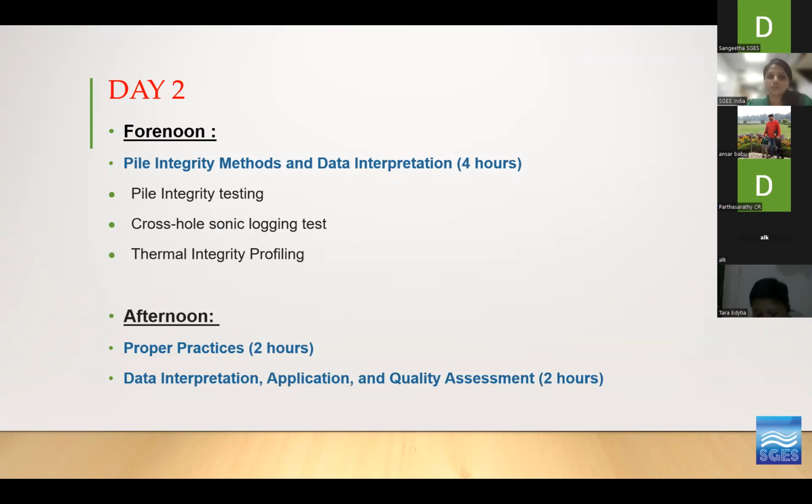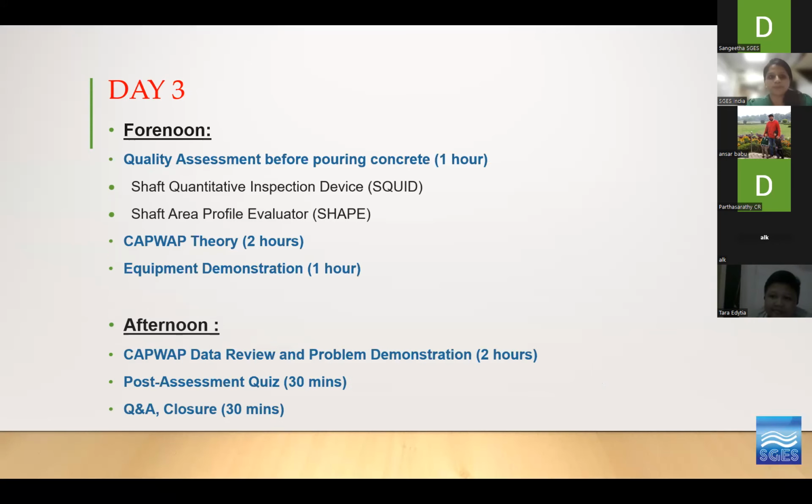Going to day 2, we'll come in detail to file integrity methods, in which PIT, CSL, and, as Dr. Parthasarathy referred, the new technology, thermal integrity profiling, will be introduced to you. And in the afternoon, we'll come to the proper practices and data interpretation, application, as well as quality assessment.